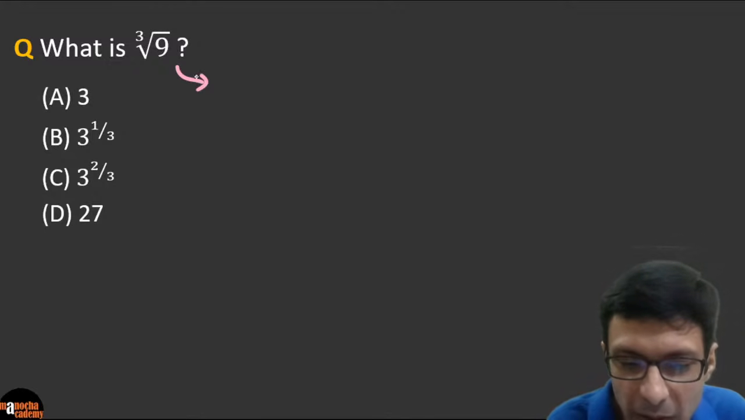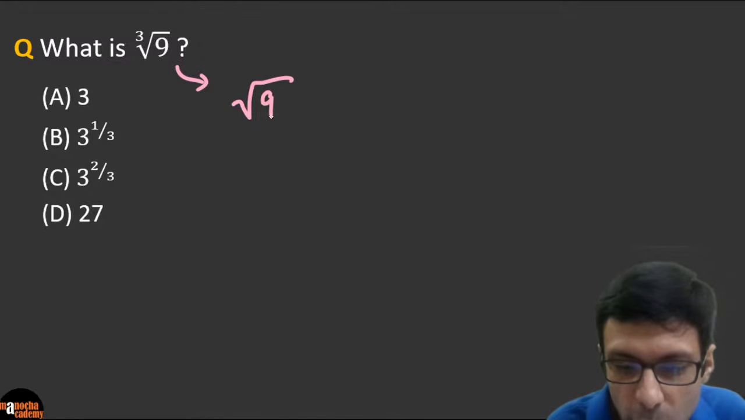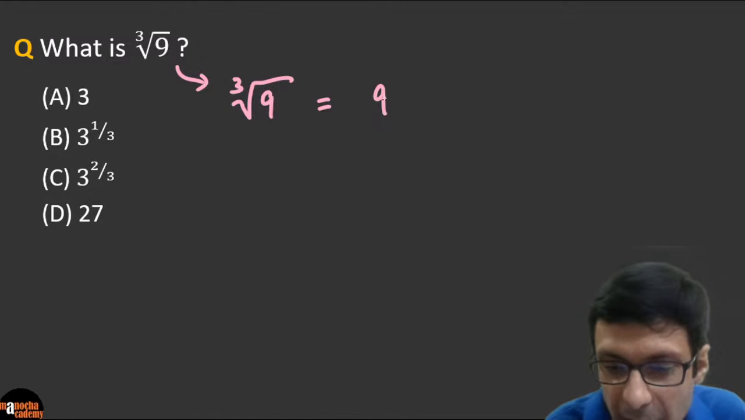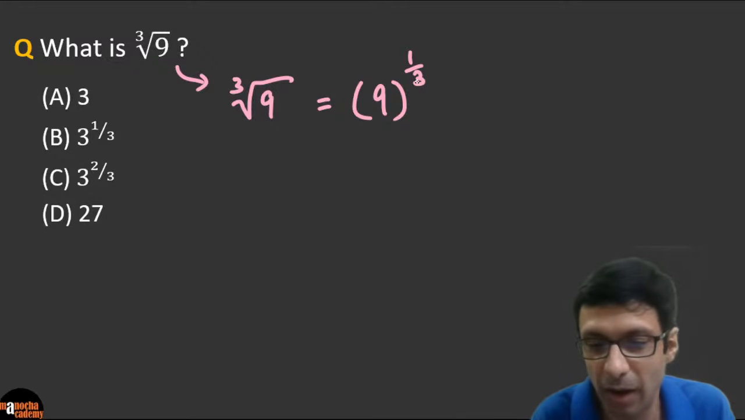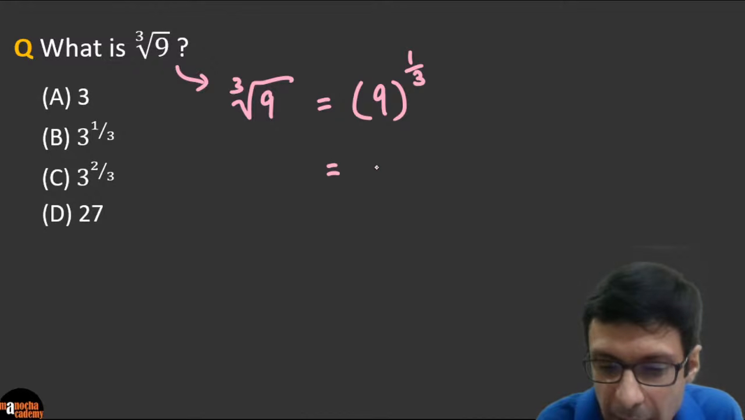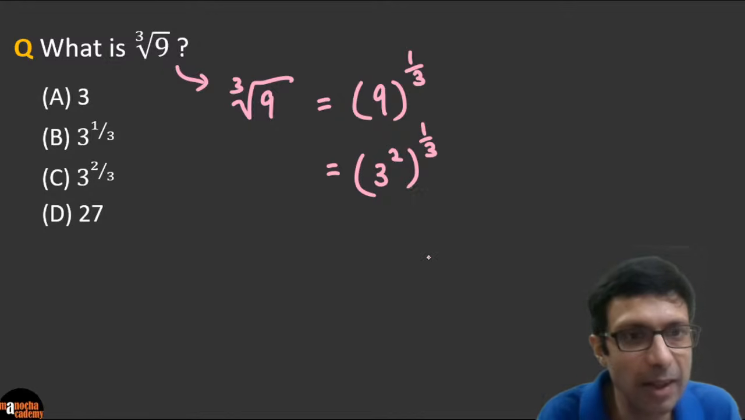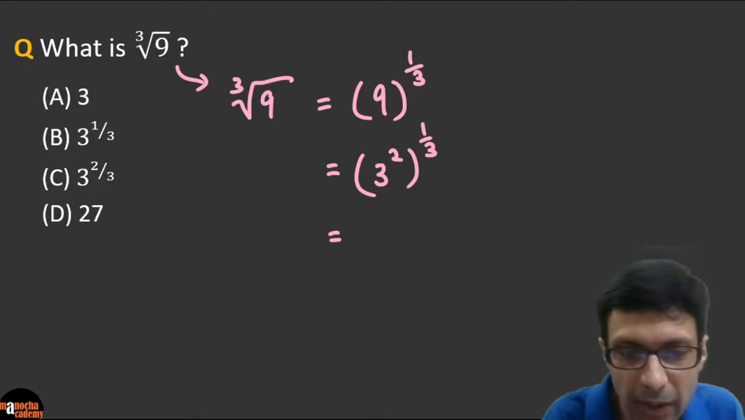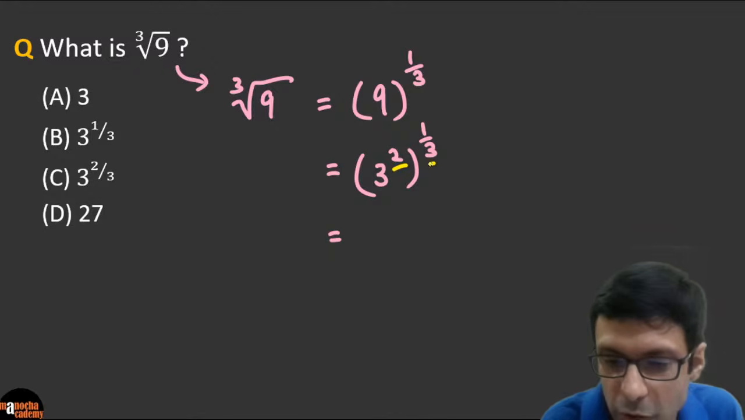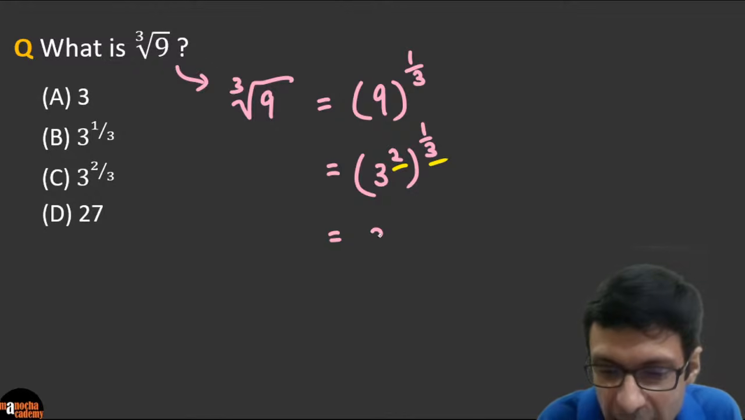Let's work it out. So when we are writing cube root of 9, what do we really mean? It's 9 to the power 1 by 3, because cube root means to the power 1 by 3. And what is 9 in terms of exponents? 3 square to the power 1 by 3, right, guys? And now we're going to multiply the powers, the 2 and 1/3. So we are basically going to get 3 to the power 2 by 3.